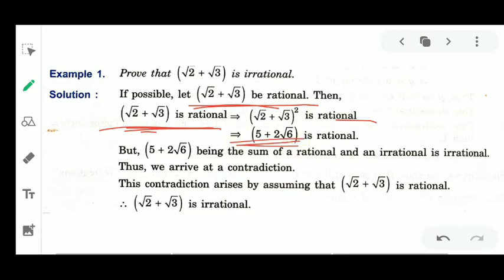But here 5 is a rational number. This is correct. But 2 root 6 is not a rational number, it is an irrational number. But we assumed that root 2 plus root 3 is a rational number. But here we got an irrational number. So root 2 plus root 3 is an irrational number.